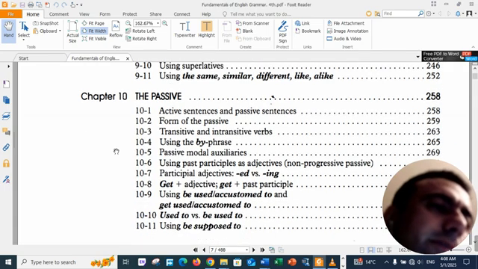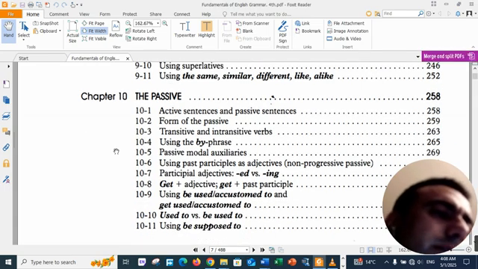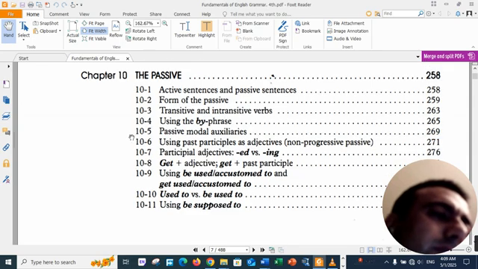Chapter 10, the passive. 10-1, active sentences and passive sentences. 10-2, form of the passive. 10-3, transitive and intransitive verbs. 10-4, using the by phrase. 10-5, passive modal auxiliaries. 10-6, using past participles as adjectives, non-progressive passive.